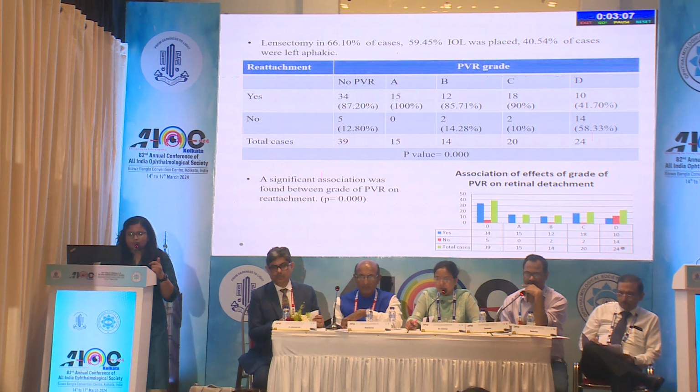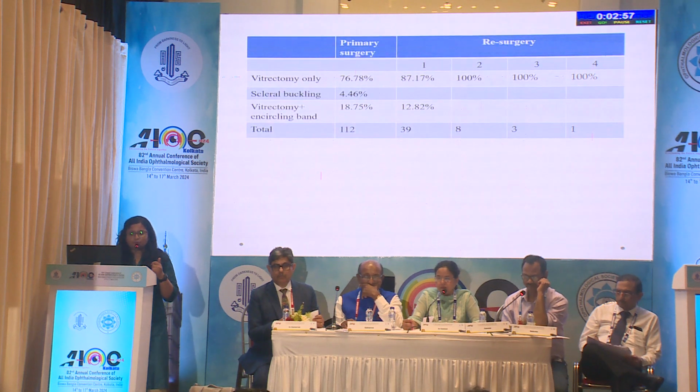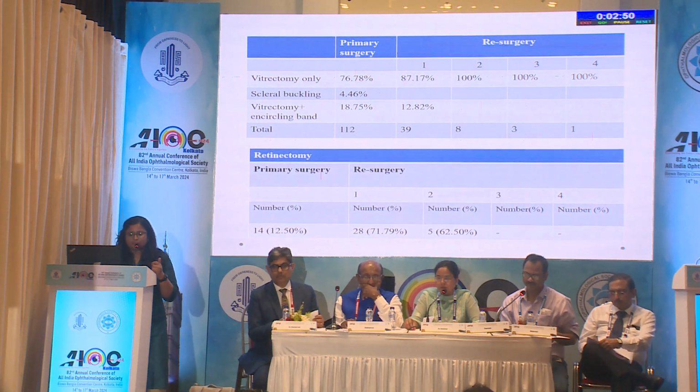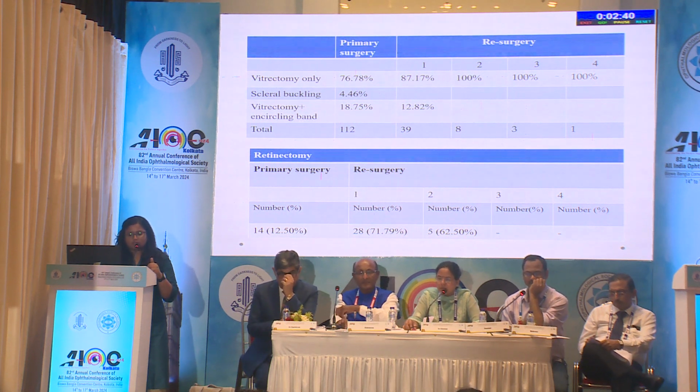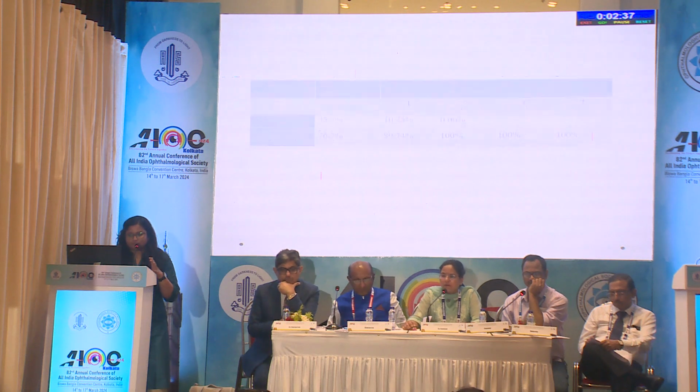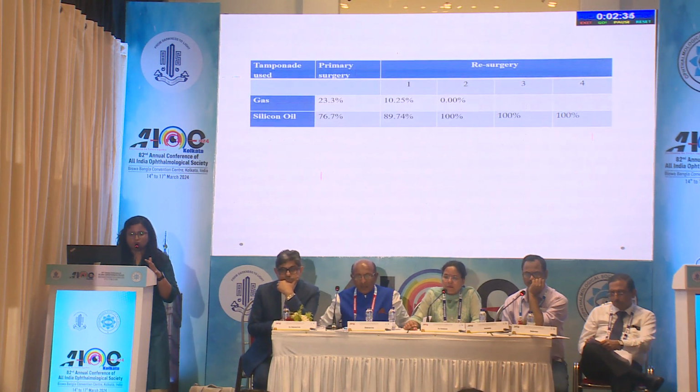We found a significant association between PVR grade and the reattachment rates. The lower the grade of PVR, the better the attachment when compared to the higher grade of PVR. Vitrectomy was the most commonly done surgery in primary and resurgeries, followed by vitrectomy with encircling band and scleral buckling. Retinectomy was done in 12.5% of cases in primary surgery, and in 71% of cases in resurgeries. Silicone oil was the most common tamponade used both in primary and resurgeries.